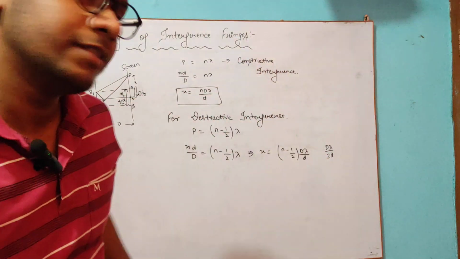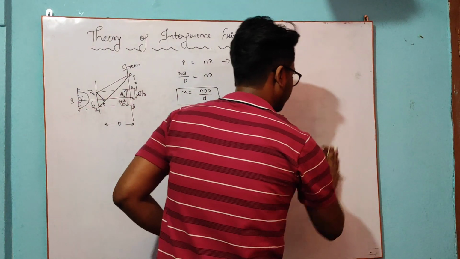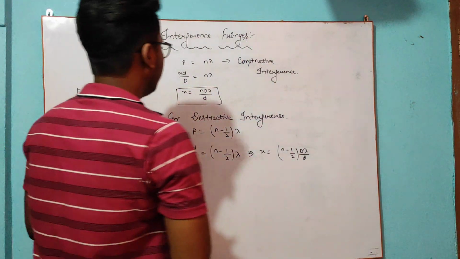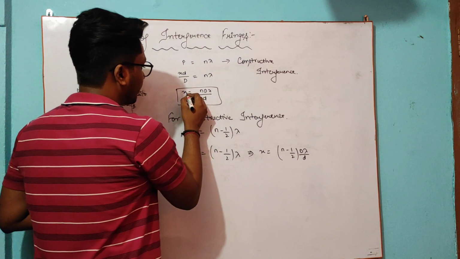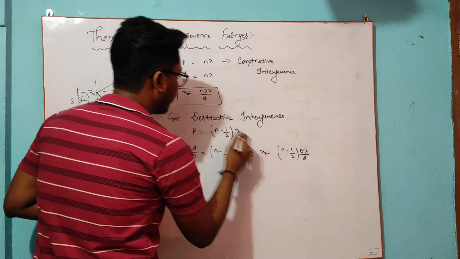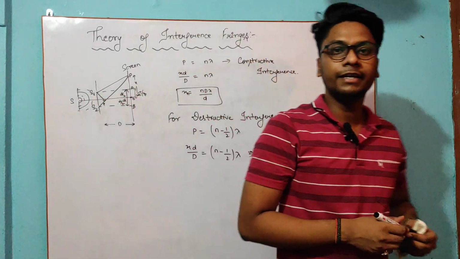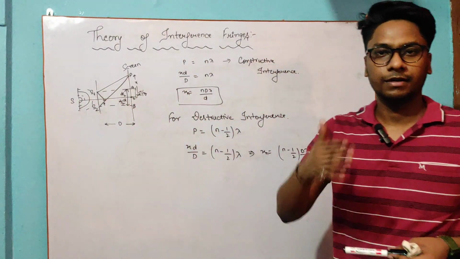Let's understand with the help of a variation curve. See, this is in terms of x_n. This n represents the order. If n is equal to 1, then it is the first order interference pattern, then the second order interference pattern. Okay.